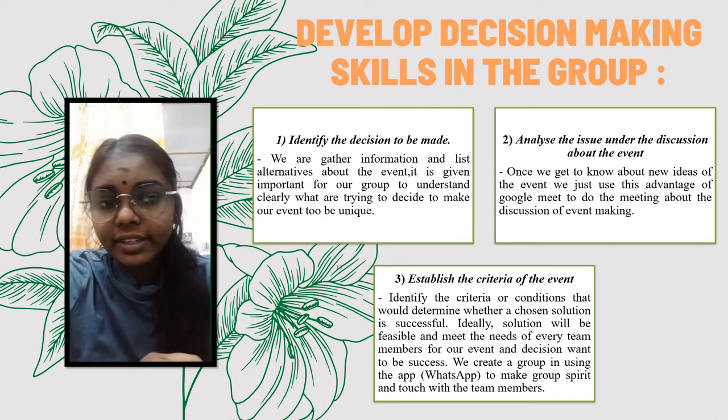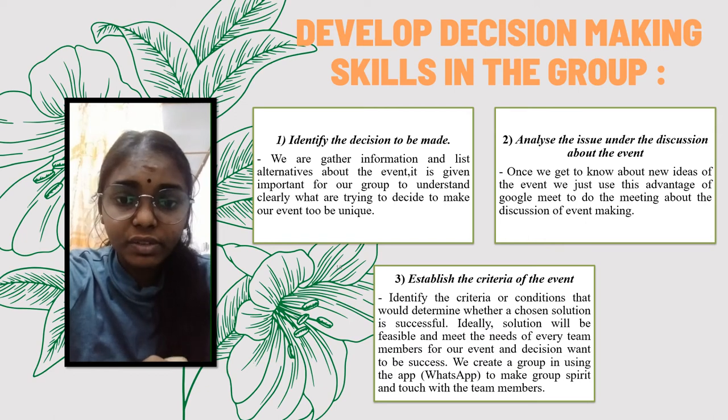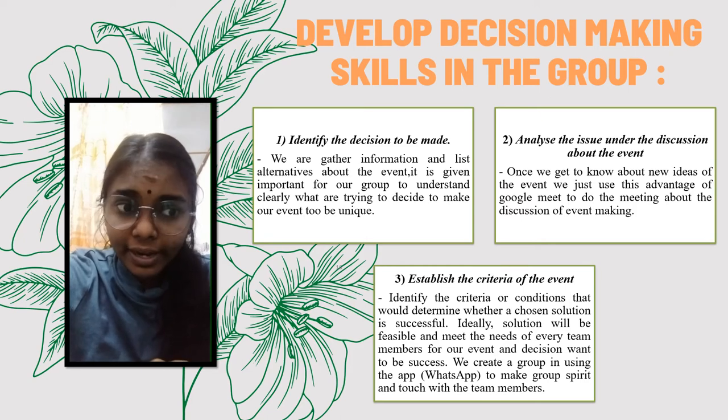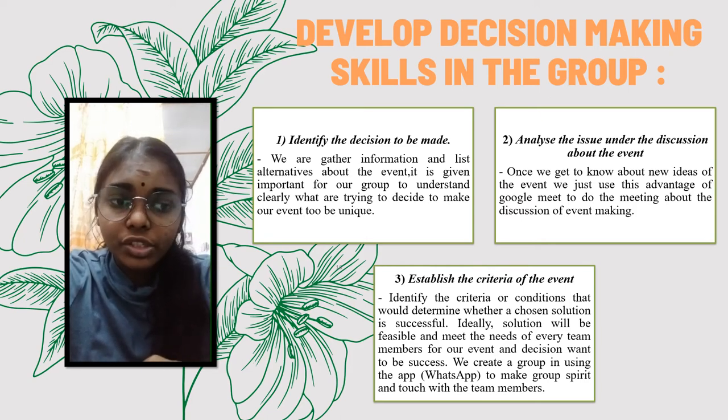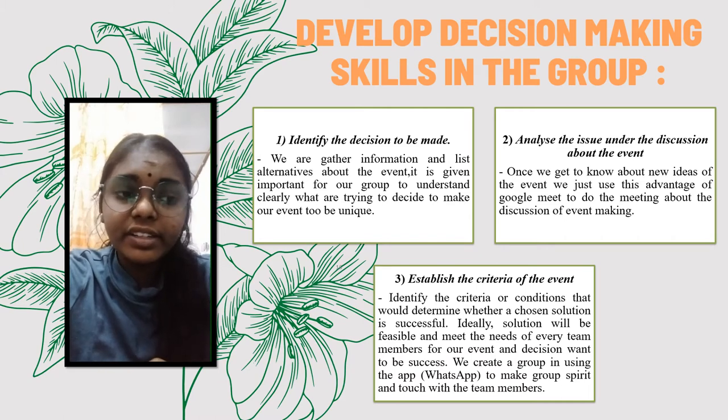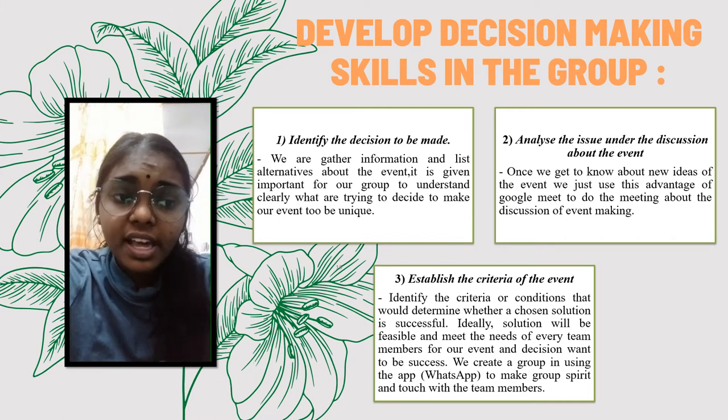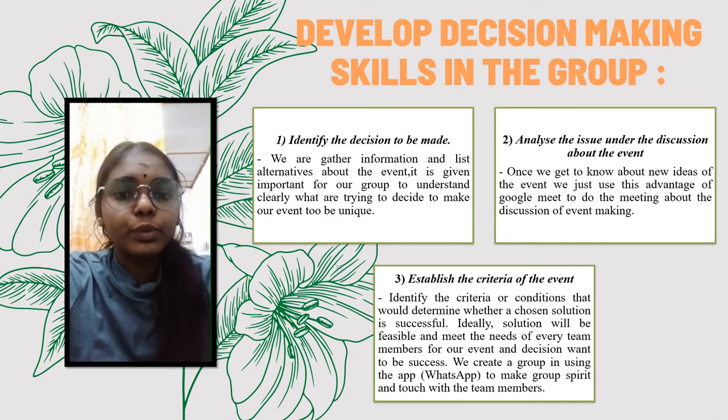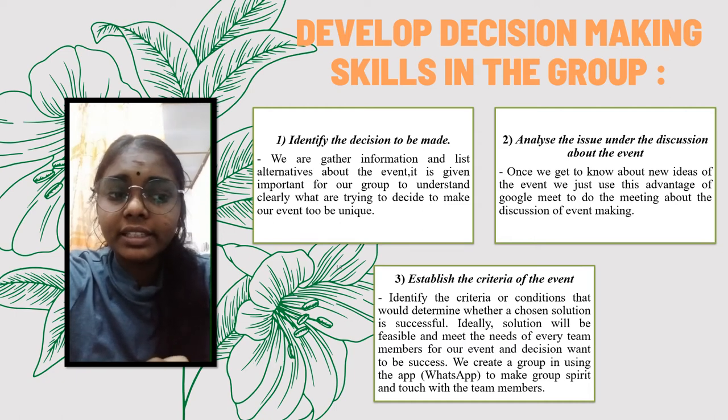And the last one, establish the criteria of the event we are making. Identify the criteria or conditions that will determine whether a chosen solution is successful or unsuccessful. Ideally, the solution will be feasible and meet the needs of every team member for our event, and the decision will be a success. We created a group using the WhatsApp app to build group spirit and keep in touch with the team members. It shows how far the event will be built.